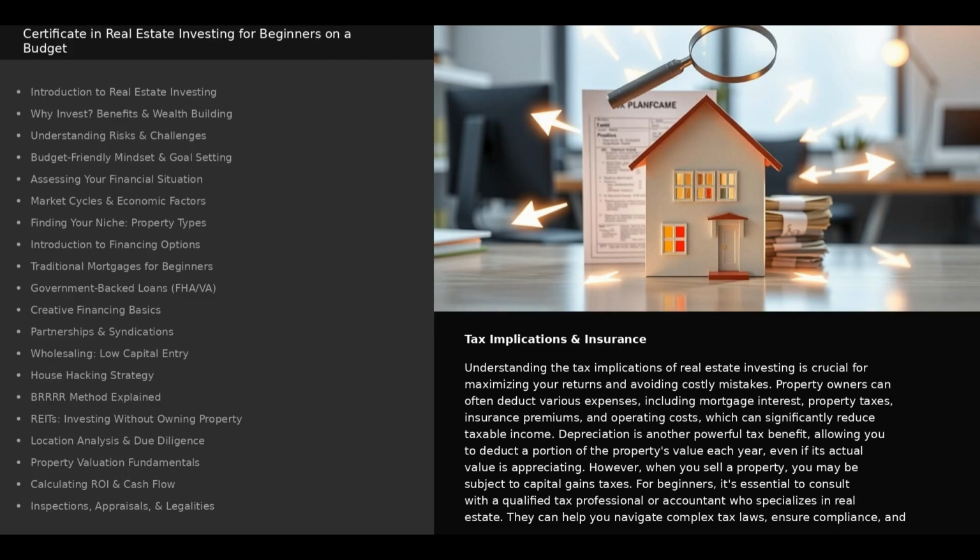However, when you sell a property, you may be subject to capital gains taxes. For beginners, it's essential to consult with a qualified tax professional or accountant who specializes in real estate. They can help you navigate complex tax laws, ensure compliance, and identify all eligible deductions to optimize your financial outcomes. Proactive tax planning is key to long-term profitability.